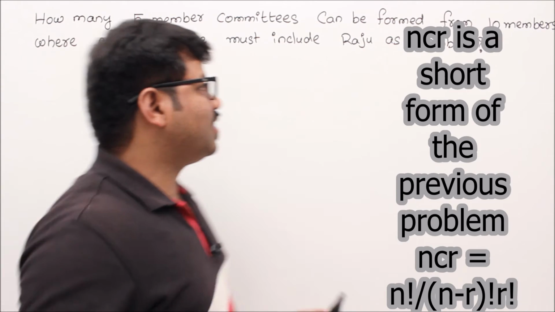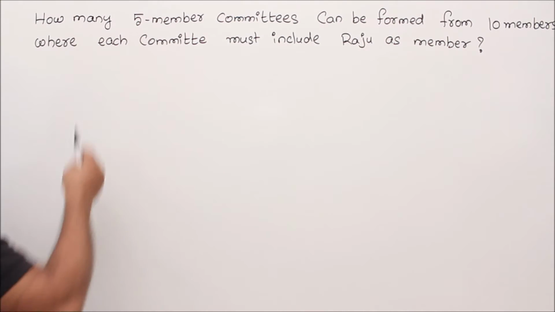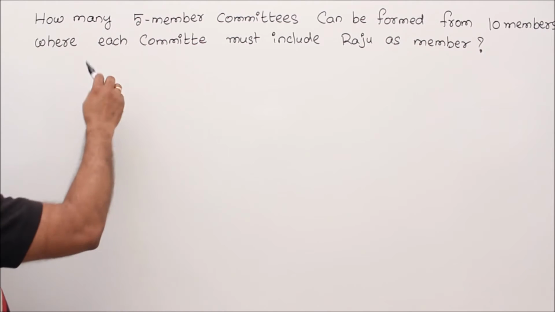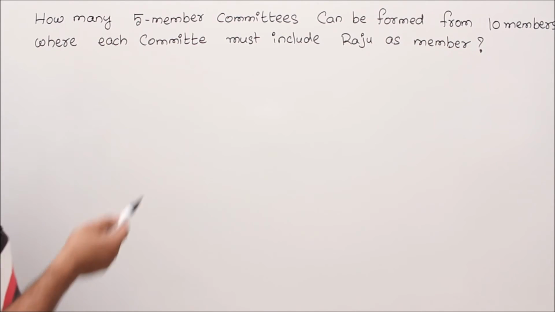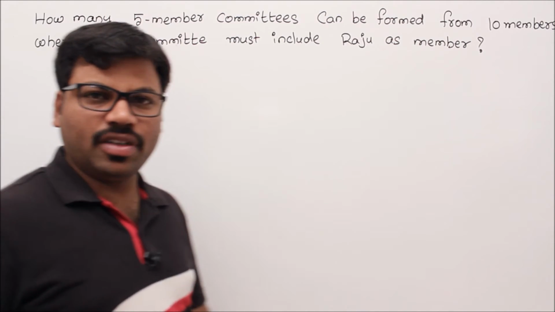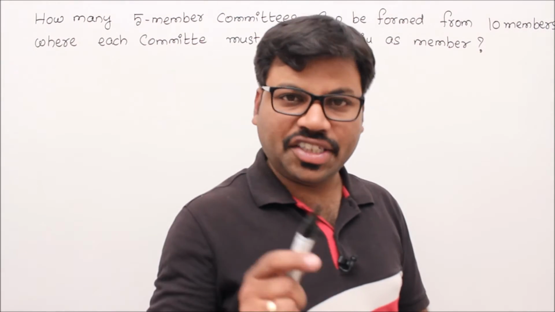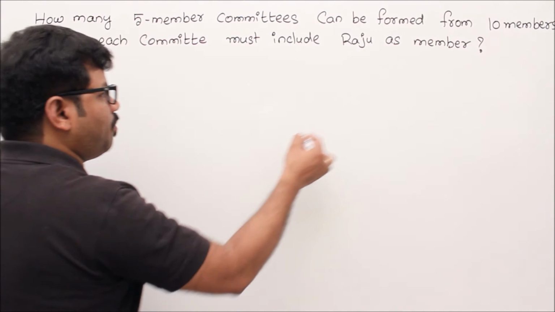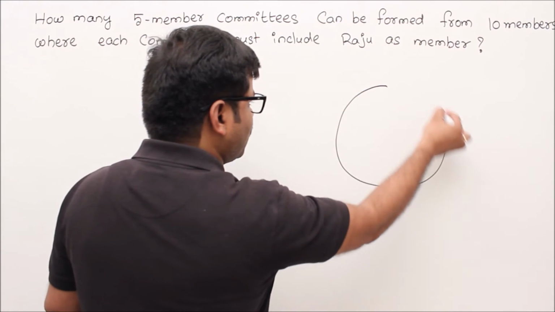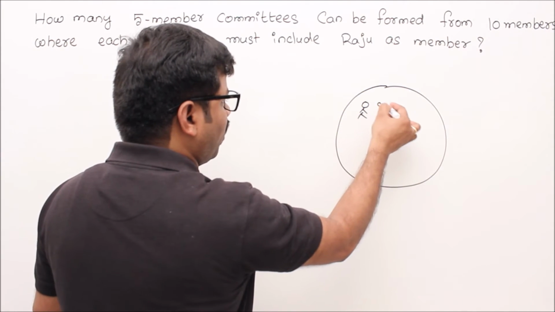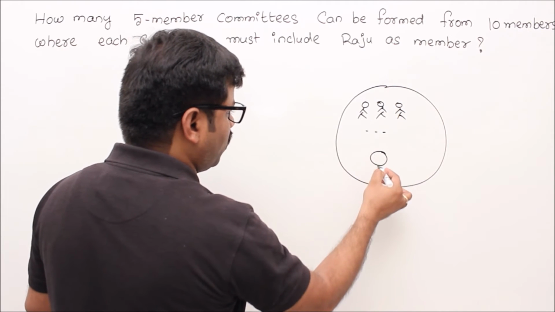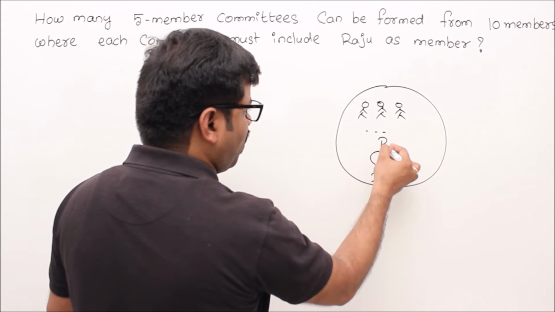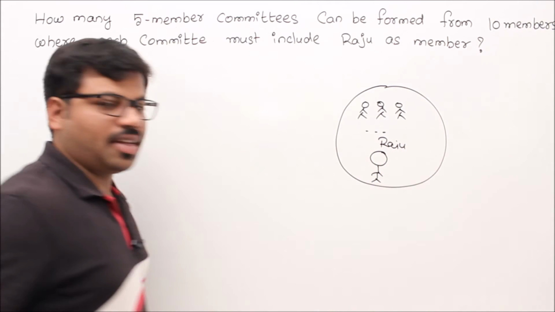Now we will see problems related to template number 3. So the question is like this. You have 10 members and how many 5-member committees can be formed from these 10 members, where each committee must include Raju as a member. So Raju is compulsory in each committee. Let me show them pictorially. 1, 2, 3, let's say a lot of people, up to 10. Out of them, Raju is a main character and Raju is compulsory.